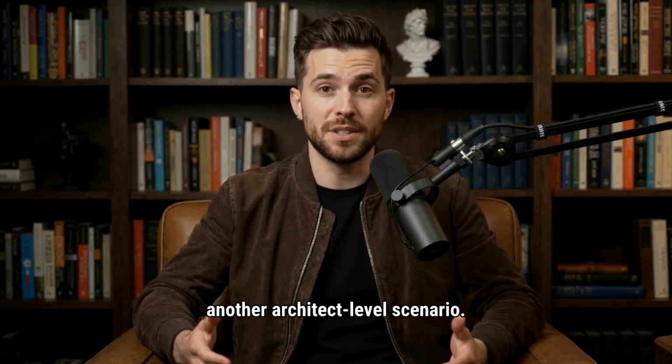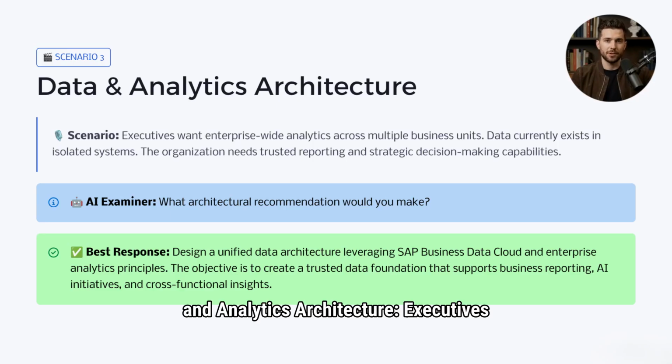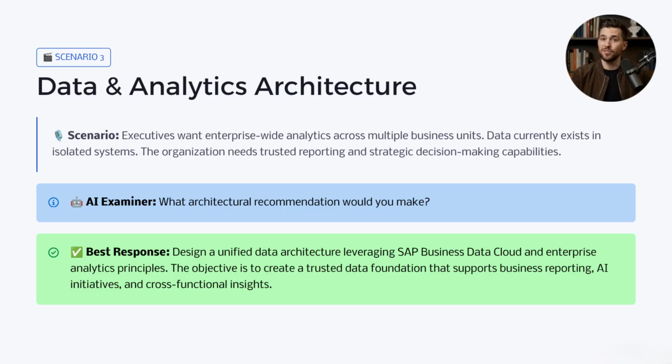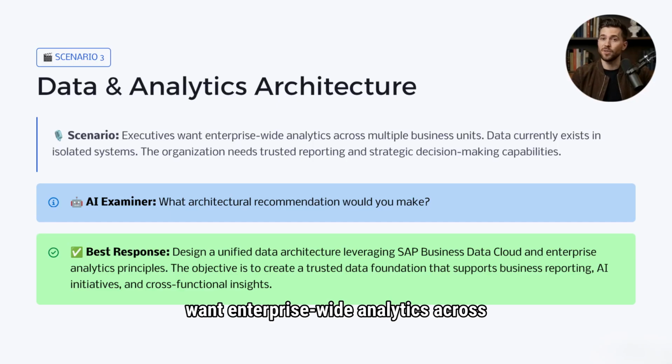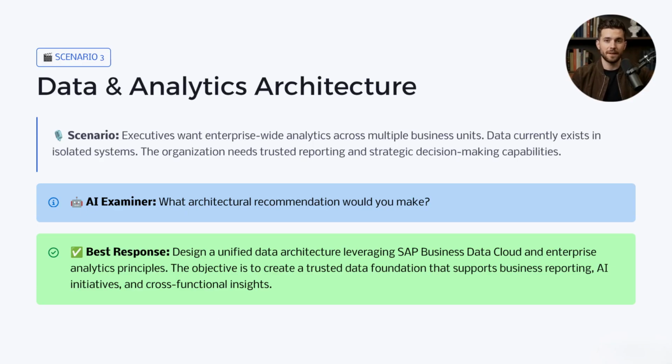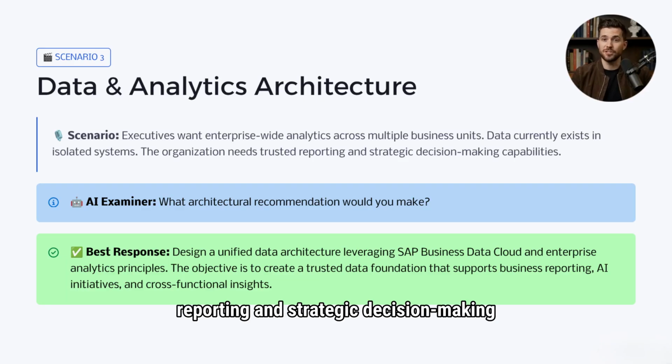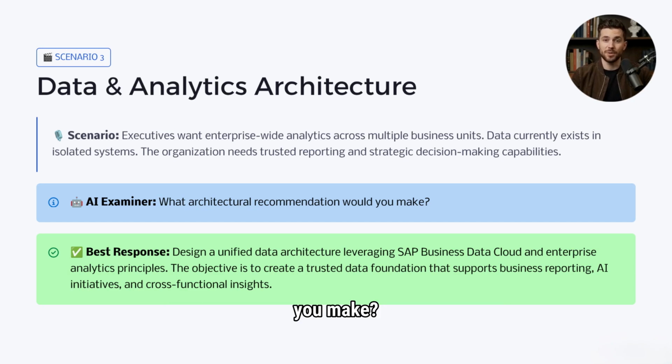Now let's continue with another architect-level scenario. Scenario 3. Data and Analytics Architecture. Executives want enterprise-wide analytics across multiple business units. Data currently exists in isolated systems. The organization needs trusted reporting and strategic decision-making capabilities. What architectural recommendation would you make?